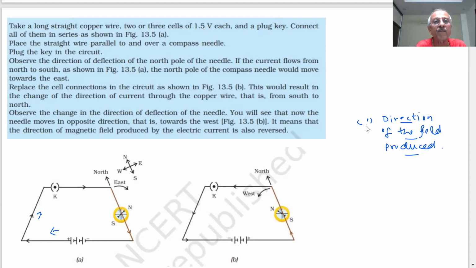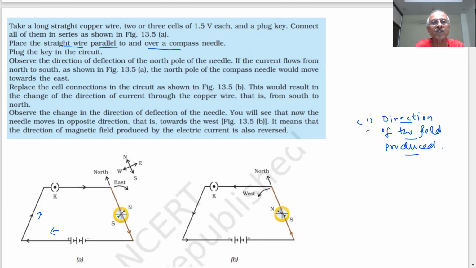Place the straight wire parallel to and over the compass needle. This is a compass needle, and this is a conductor. We are putting the straight wire parallel to and over the compass needle. This is my compass needle.